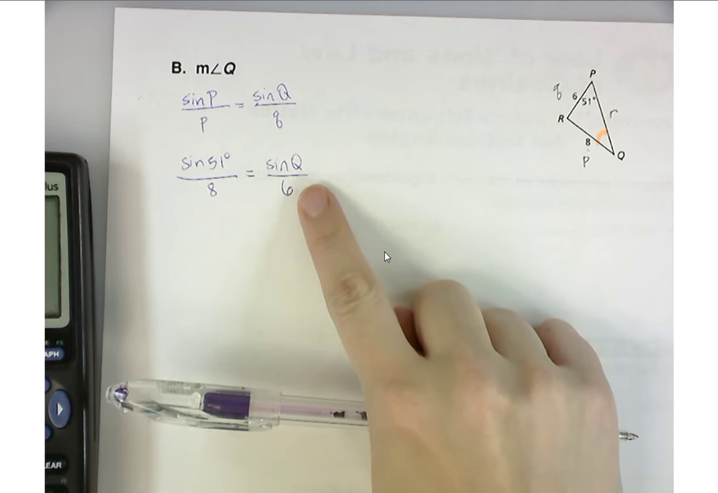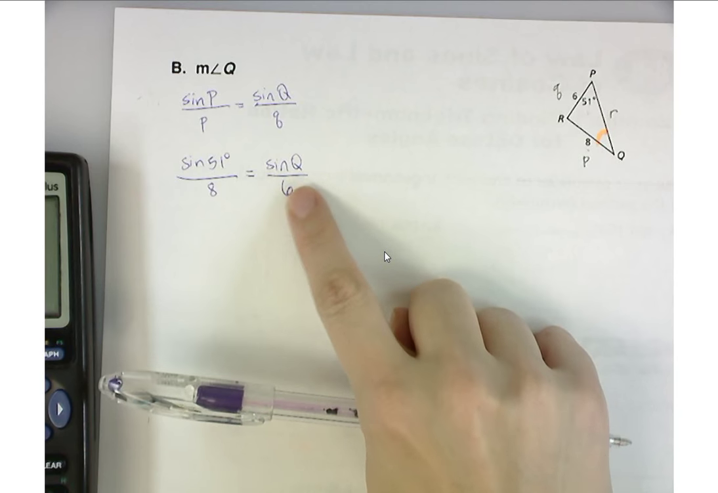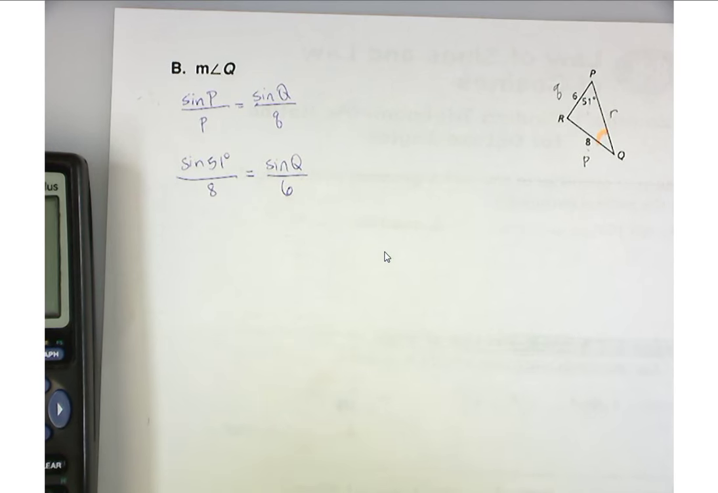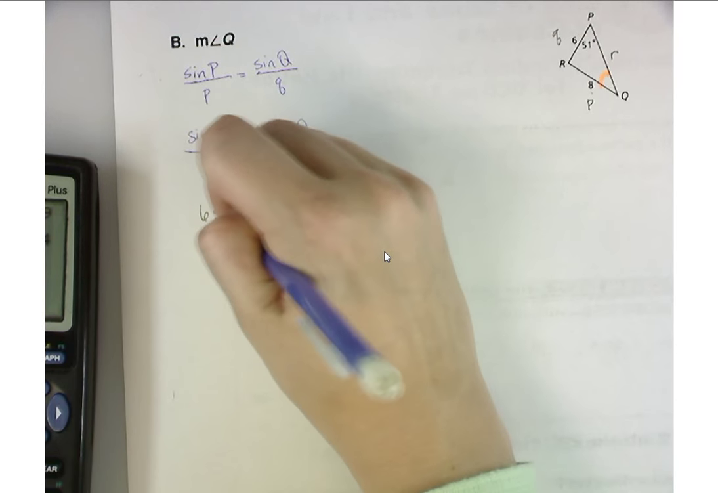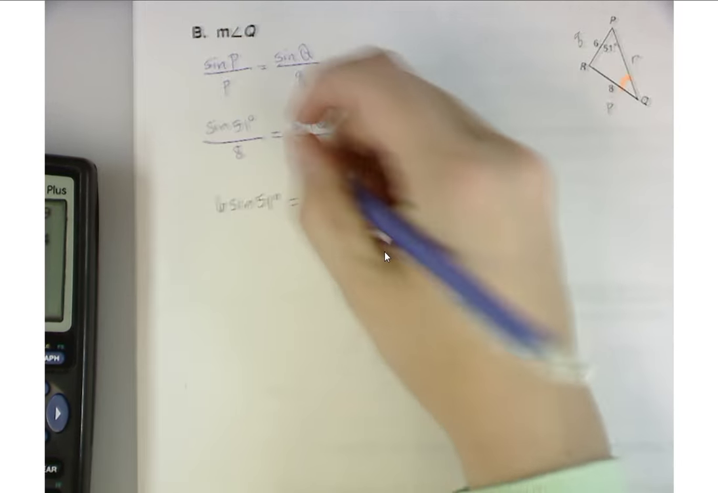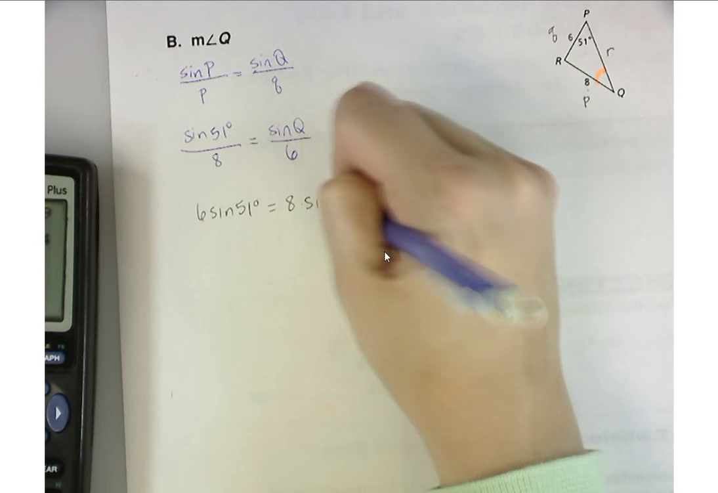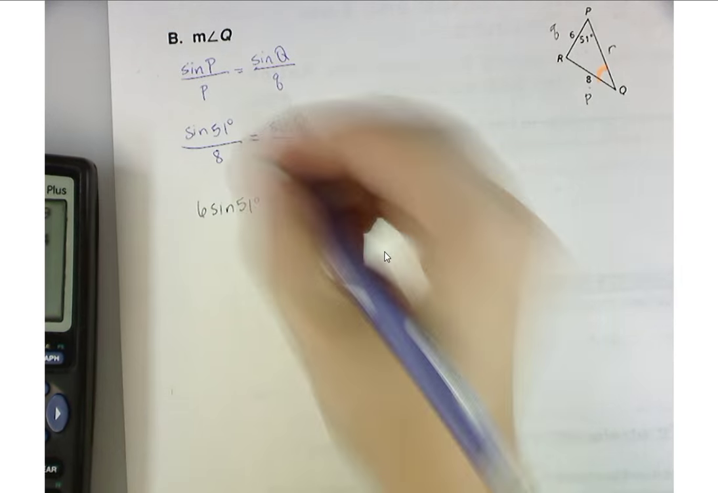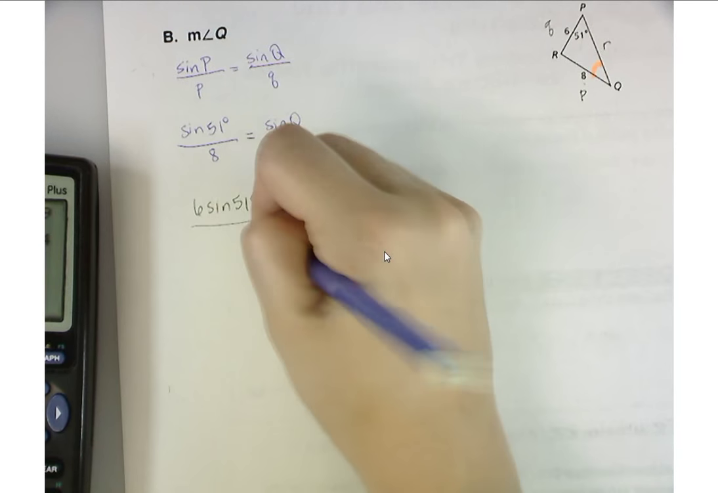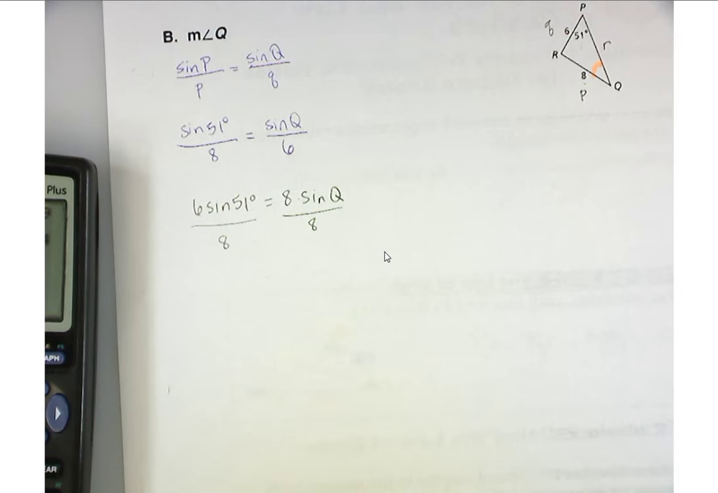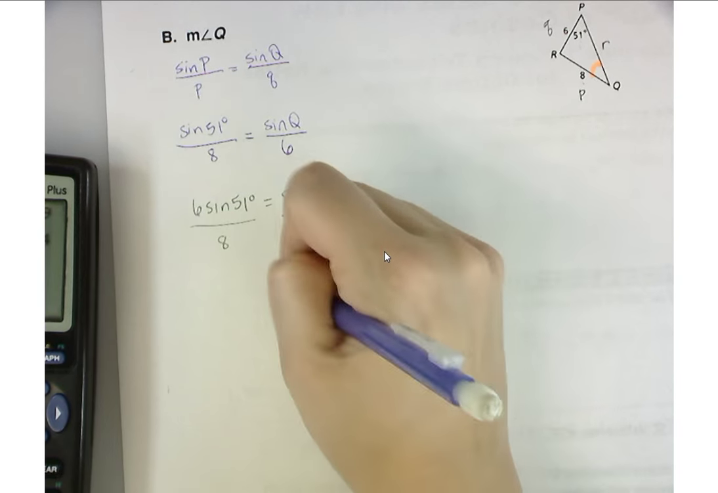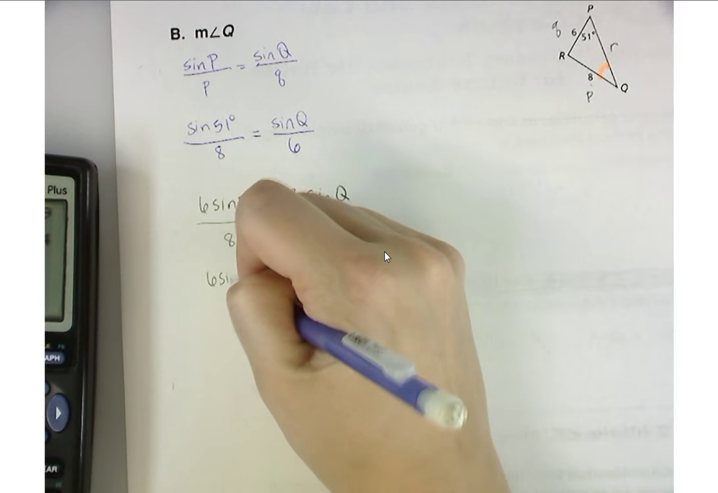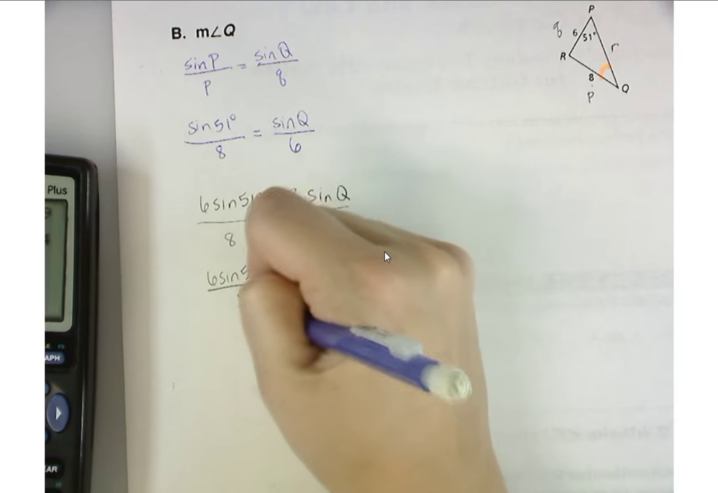So what we want to do is get the sine of q by itself. Okay, we can't just get q by itself, we have to get the sine of q by itself. So we are going to cross multiply. So I have 6 times the sine of 51 degrees equals 8 times the sine of q. And then I'll divide both sides by 8. Okay, so then I'll have the sine of q equals 6 sine of 51 degrees divided by 8.